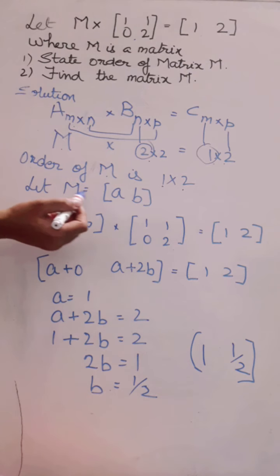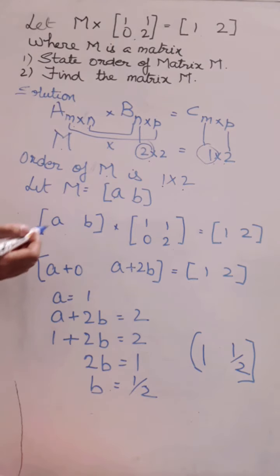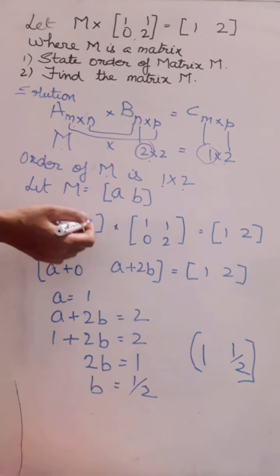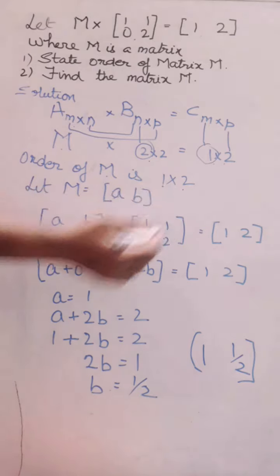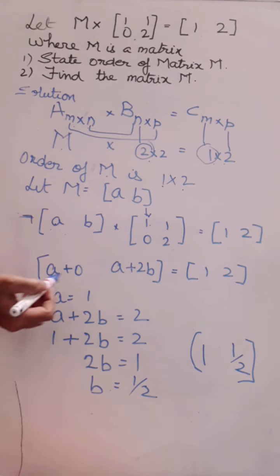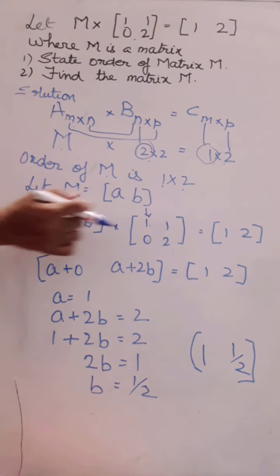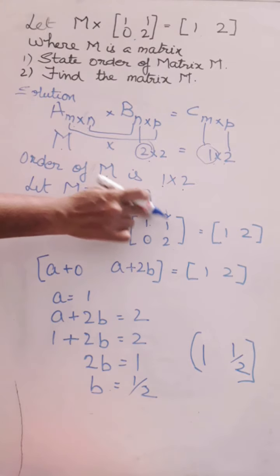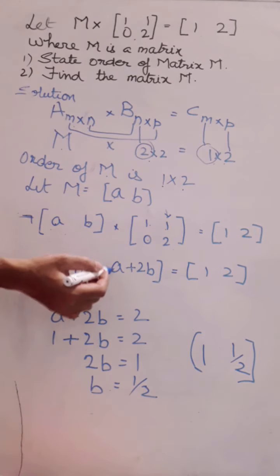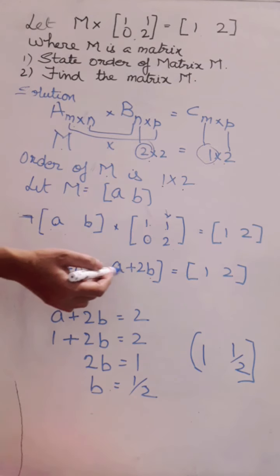So let me take the matrix M with elements a, b. Now matrix M, a, b, is multiplied with this matrix and we are getting this. Now here we need to multiply row with column. So this row is multiplied with the first column. So here a times 1 is a plus b times 0 is 0. Now this row is multiplied with the second column. So here a times 1 is a plus 2 times b is 2b. So a plus 2b.